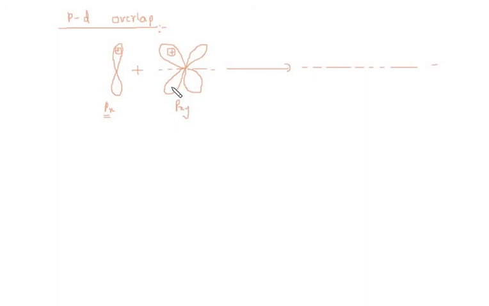Okay, and then the overlap will be like this. This is the p orbital, and this one is the d orbital. So this is the overlap zone. Okay, this is the overlap zone, and it will lead to formation of p pi d pi bond.